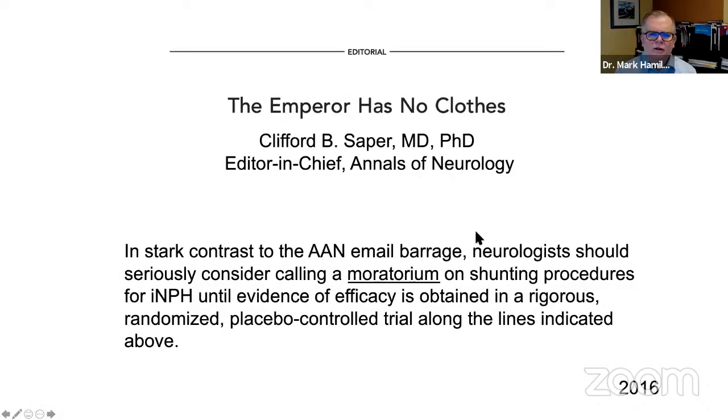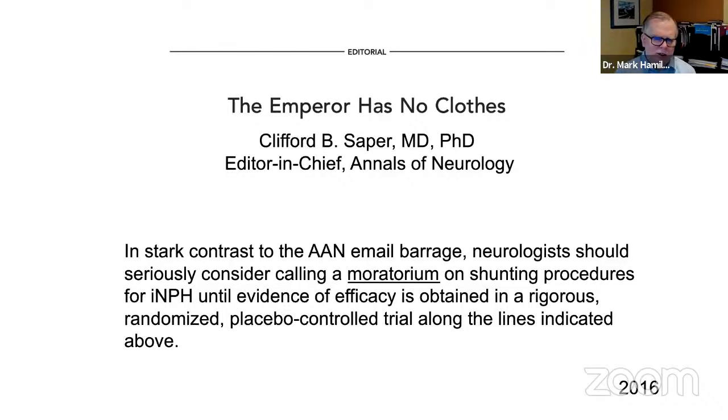This was an editorial published by Dr. Saper, the editor-in-chief of Annals of Neurology. And it was a response to AAN guidelines that were published. And he called for a moratorium on shunting procedures for iNPH. And it was this lack of a placebo-controlled trial to prove that this disorder existed. And that's a challenge in the community. There are still lots of neurologists and neurosurgeons and geriatricians who don't think that this is a real disorder. I'm going to show you that I think it is.